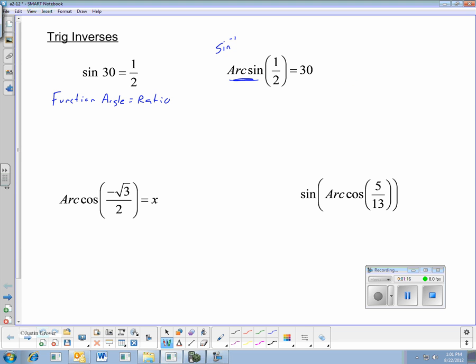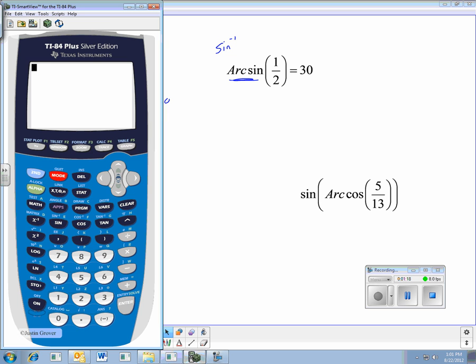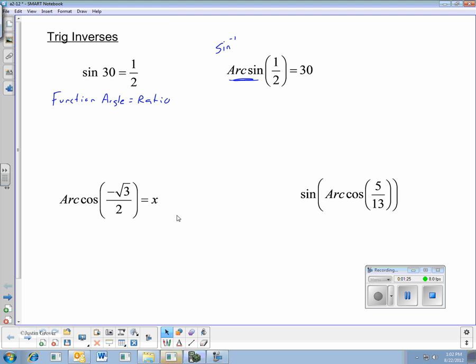When you see on your calculator the sine, cosine, and tangent, above those, if you hit second sine, you see the sine with the -1. That's talking about the inverse function of sine. And we use arc sine to call it that too. So you see here that arc sine of 1/2 equals 30. We know function angle equals 30, like sine 30 is 1/2.